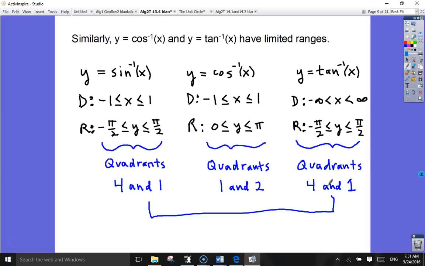Now, that doesn't mean that we limited the domain of the sine and the cosine and the tangent. We didn't, okay? We're just saying for the purpose of the inverses, we had to limit it. Sine still has a domain of all real numbers. That graph goes on forever.